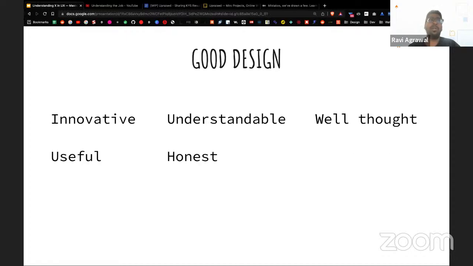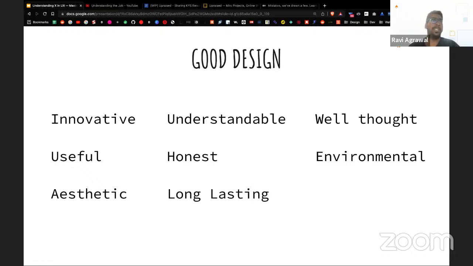Good design is environmental. Think of edible spoons. They're very environmental in nature. They think about the end state of products, and they consider the earth as a whole in their design process. Good design is also aesthetic, because whatever is aesthetically pleasing is considered to be a lot more usable. That's a psychological bias that we have in our heads. Good design is long lasting. It's not meant for just trendy use.